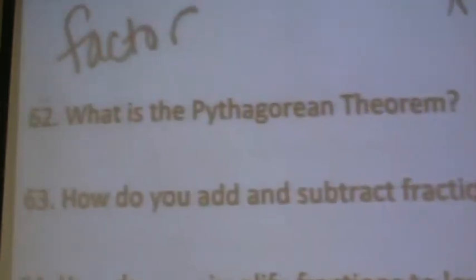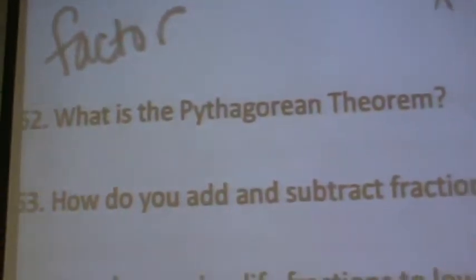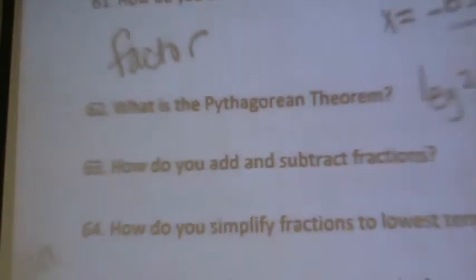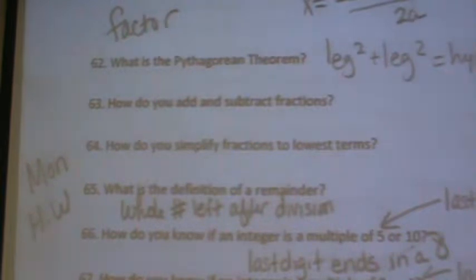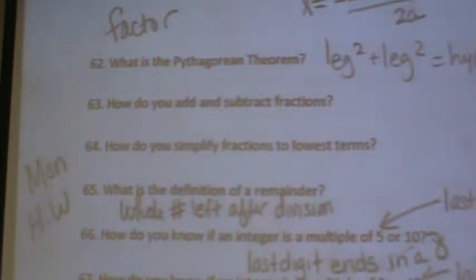Number 62, what is the Pythagorean theorem? It's the 2 legs squared, or a squared plus b squared equals c squared. How do you add or subtract fractions? Get a common denominator. You gotta get a common denominator, right?